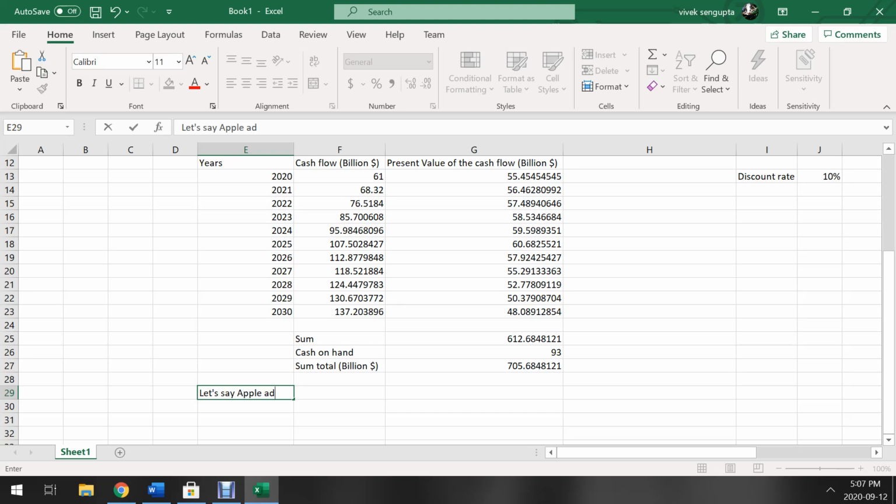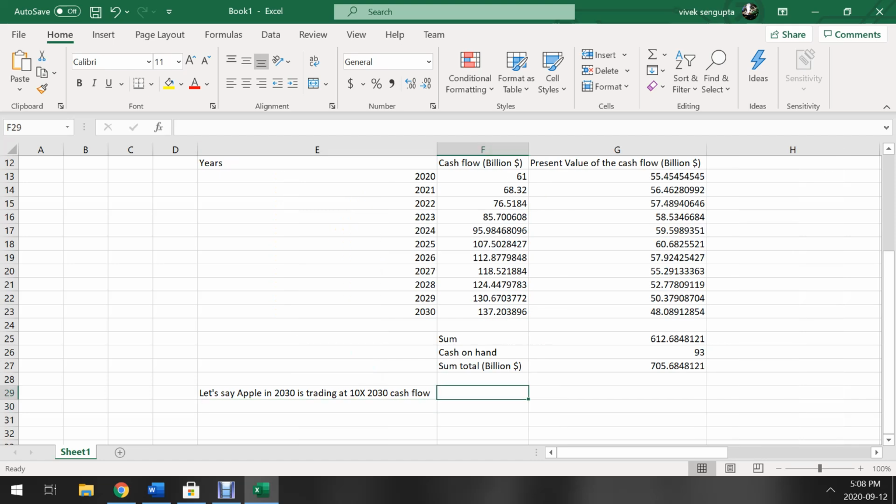So that will be, let's say, Apple in 2030 is trading at 10 times 2030 cash flow, right? So what's going to happen is we'll have this cash flow here into 10. So that's that, right?